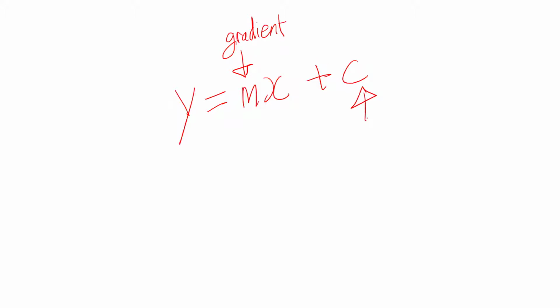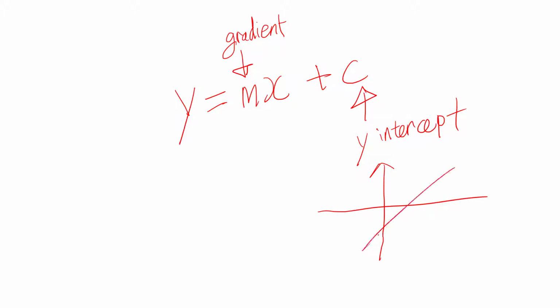Okay, let's just recap. y = mx + c. m is the gradient of the line. c is the y-intercept. So what is the y-intercept? Imagine you have this line down here. The y-intercept is where the line cuts the y-axis. So this is a recap.